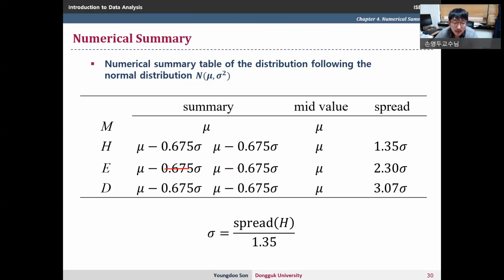This is an erratum here, a critical erratum. This is actually 1.150, and this one is 1.535. Okay. So because the normal distribution is a symmetric distribution, the mid-value does not change. It always remains as mu.